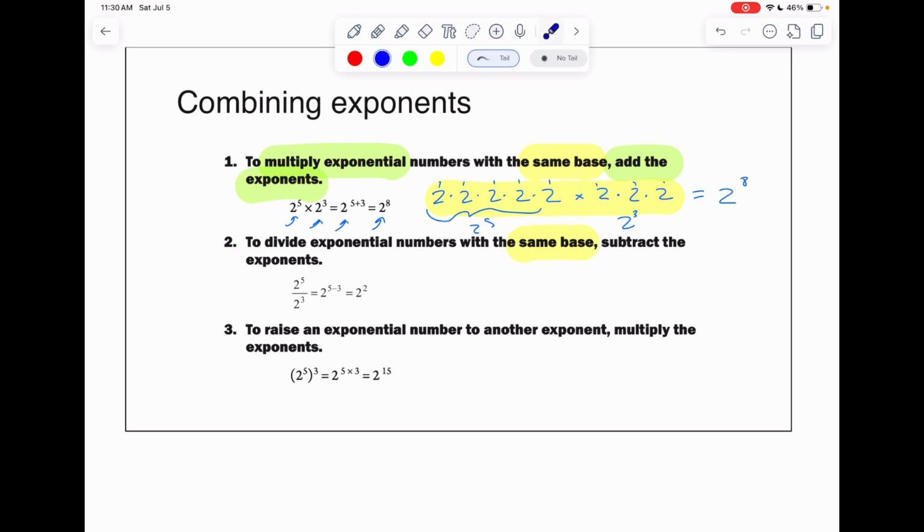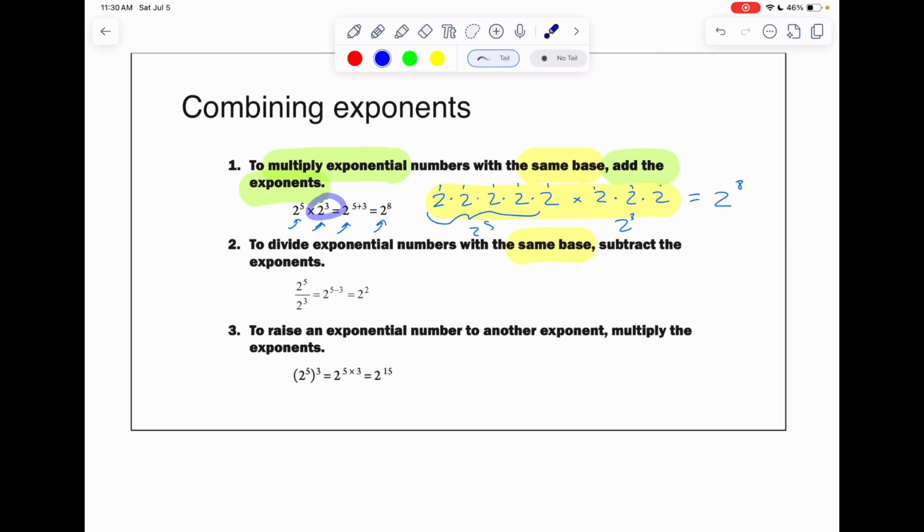So it makes sense why we would collect these guys together, because all of the math that we're doing is all multiplication. This is 5 2's multiplied together and 3 2's multiplied together, all multiplied together. So we have a way to write that, and that's 2 to the 8. So again, it makes logical sense why we add them, because what we're really doing is just counting up how many 2's are multiplied together.